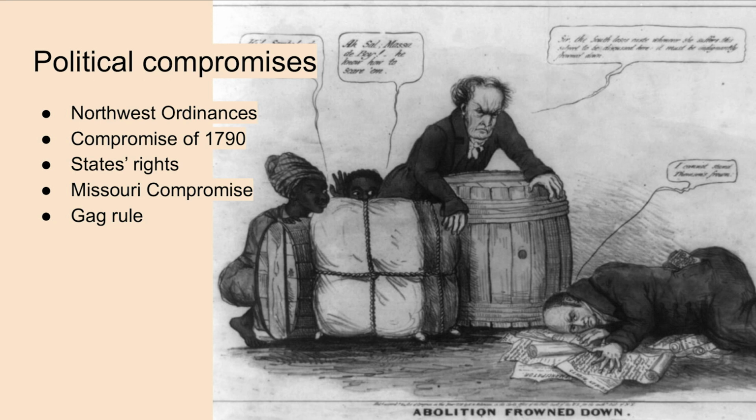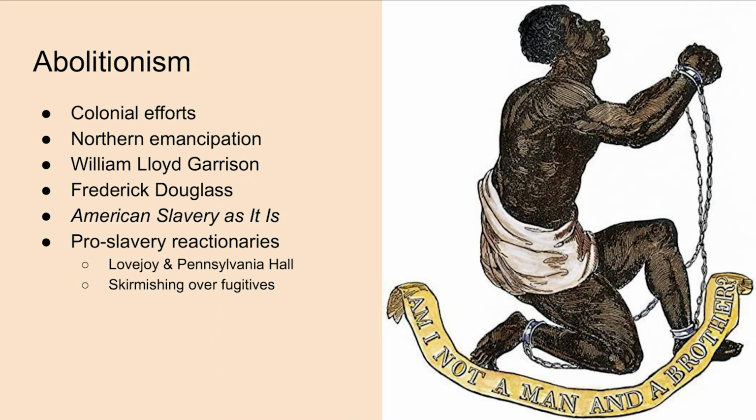But of course, a lot of people had a problem with that, especially in the North. And so we saw the rise, especially in the 1830s, of abolitionism. So there had been colonial efforts towards abolitionism. For instance, in 1688, the Germantown Quaker Petition Against Slavery was passed. Germantown is just north of Philadelphia.